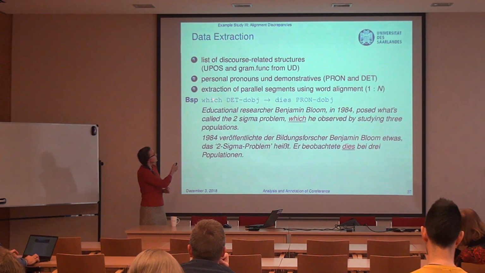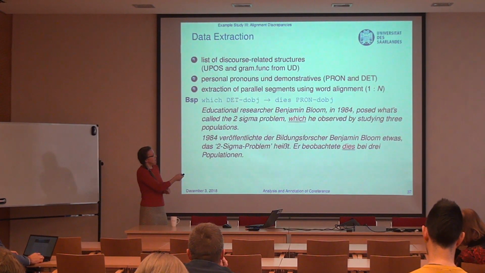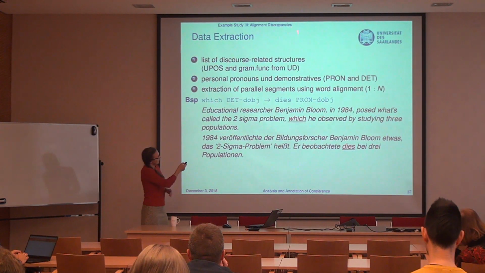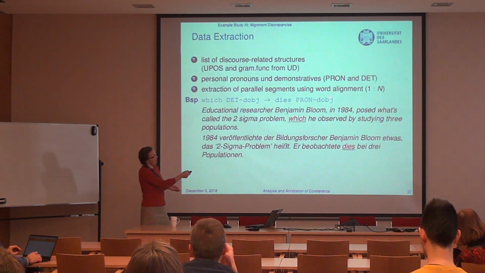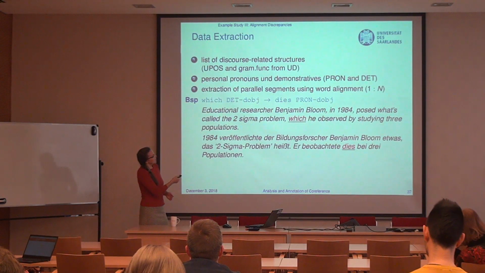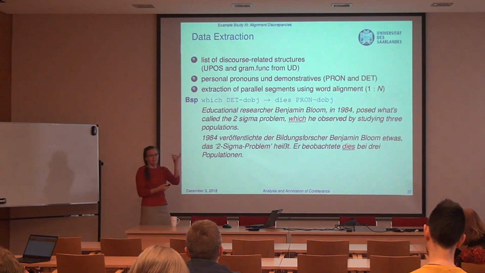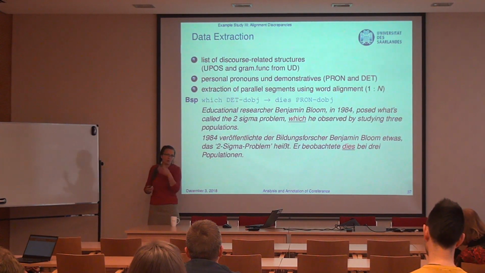So, for example, we have "which", in this example with Benjamin Blue. We have "which", and it's marked as a determiner with direct object. And then we have "this", which is marked in German as a pronoun. I would actually mark it rather as a determiner with the direct object. So we have a kind of pattern, we call them transformation patterns.